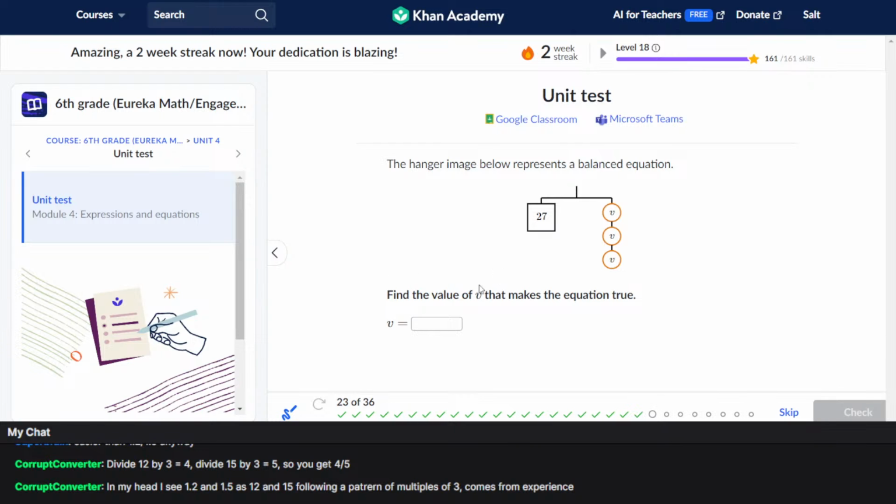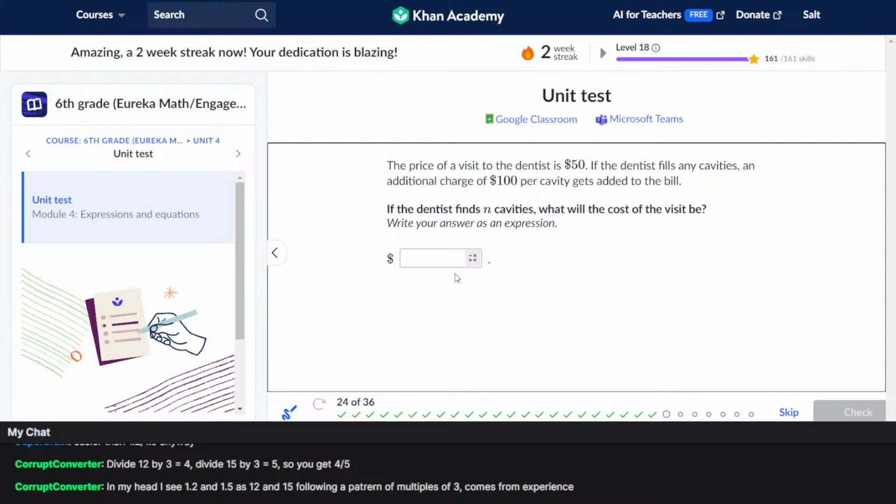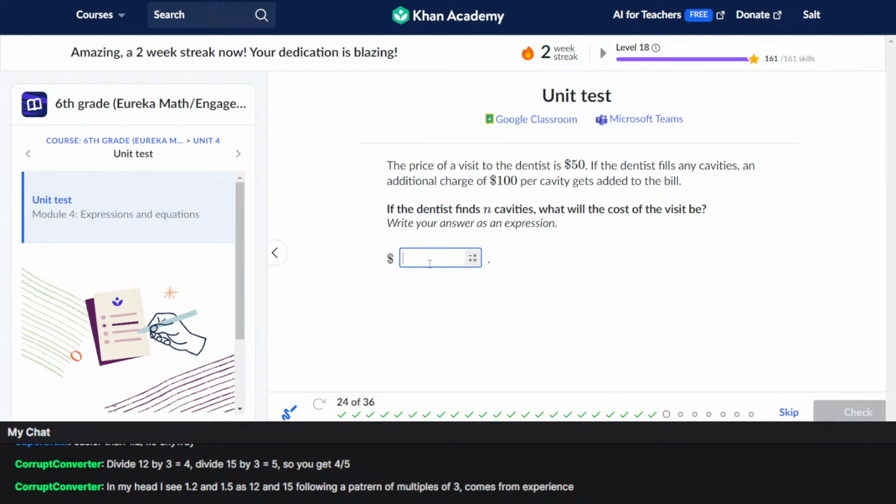The hanger image below represents a balanced equation. Find the value of the next equation. Oh, yeah. 9. Oh, it's a dentist. It's the dentist question. 50 plus 100. N.